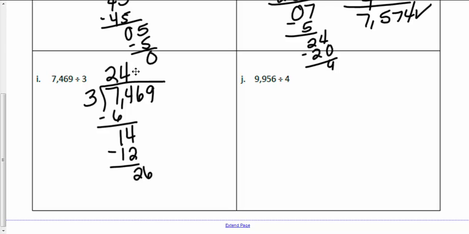26 tens divided by 3 is 8 tens. 8 times 3 is 24. That leaves a remainder of 2. Add that to my 9 ones. So 29 divided by 3 is 9, because 9 times 3 is 27, and that leaves a remainder of 2.